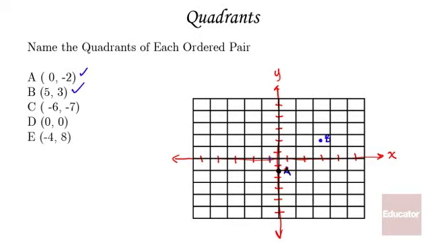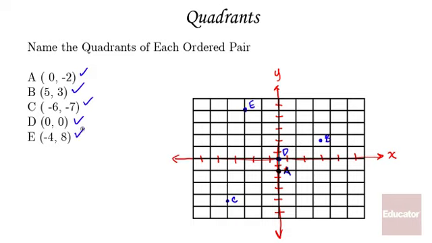Next is C, left 6, 1, 2, 3, 4, 5, 6, and down 7, 1, 2, 3, 4, 5, 6, 7. And that's our C. We have D at the origin, 0, 0. And then E is -4, 1, 2, 3, 4, and up 8, 1, 2, 3, 4, 5, 6, 7, 8. And that's going to be E.